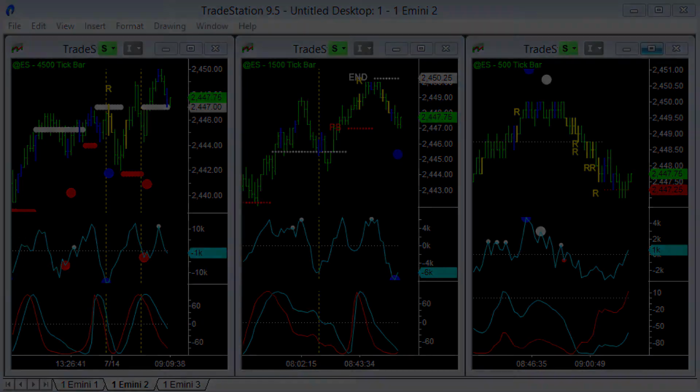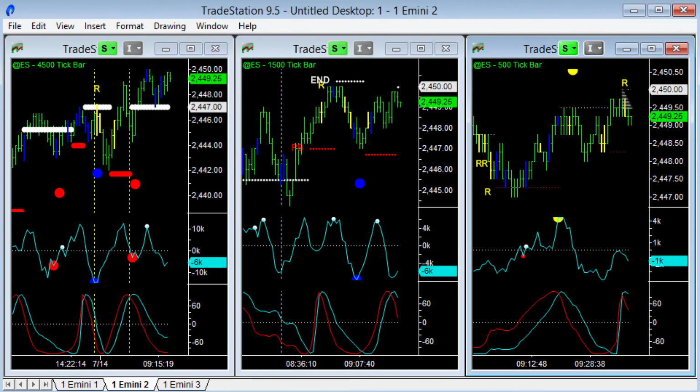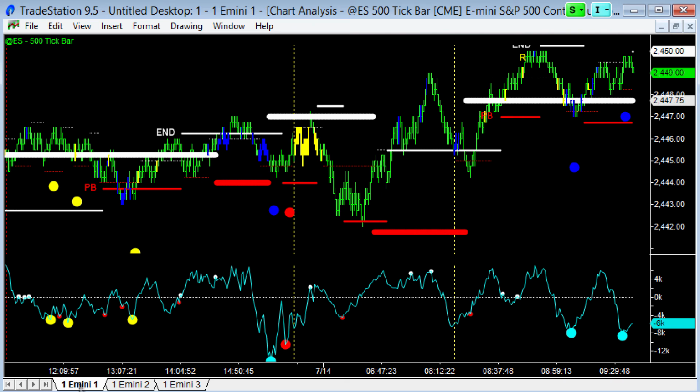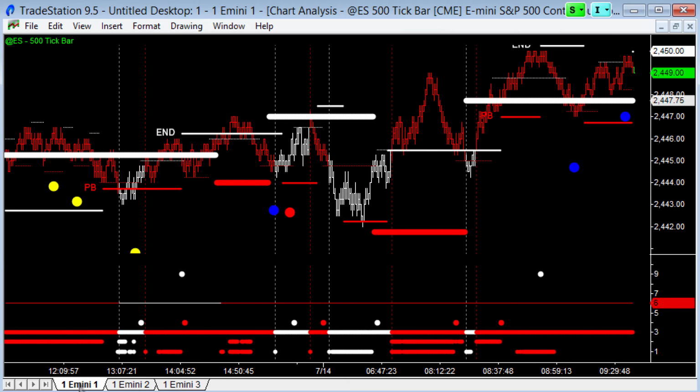But let's see. Alright, there's actually a triple resistance. We're above it on the 4500, but we just put one in on the 1500, one in on the 500. It's a Rambo pattern here. Certainly weak in terms of the buying activity that's gone on here. That's why this reading is so low. But these things turn around with exhaustions.